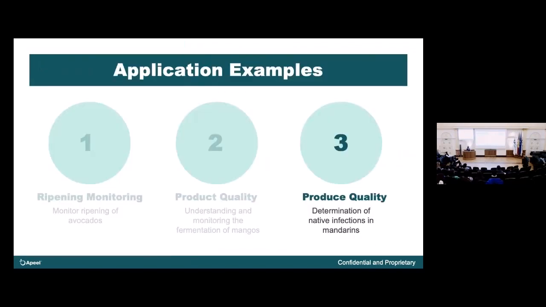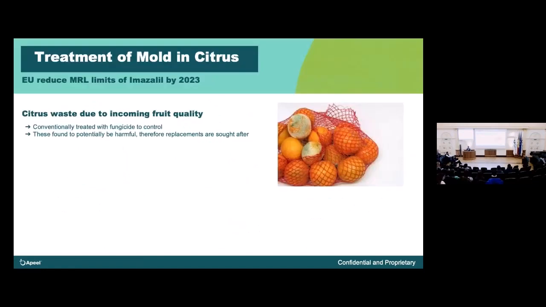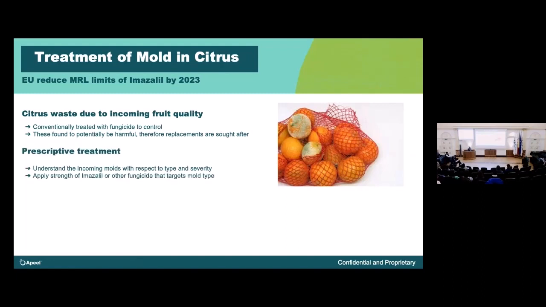The final application is looking at produce quality. We're looking at native infections in mandarins. The reason is that the EU is starting to reduce its MRL limits of imazalil. Imazalil is a really effective fungicide for citrus to reduce any kind of mold, but it's potentially harmful, and so the EU is becoming a lot more strict on how much there can be present. So we thought, maybe we can understand the incoming fruit and prescribe different strengths of imazalil, or maybe there's something else that can be used.